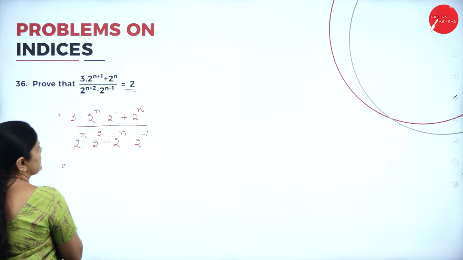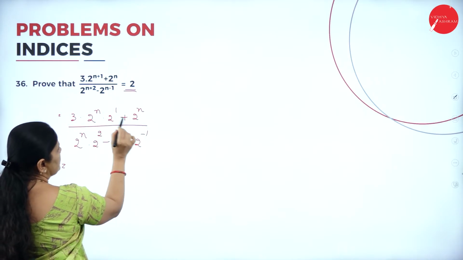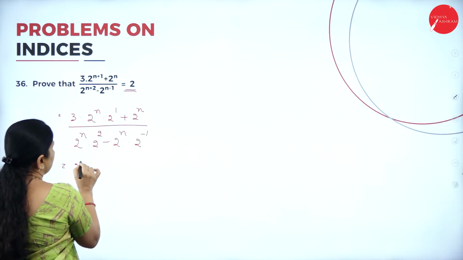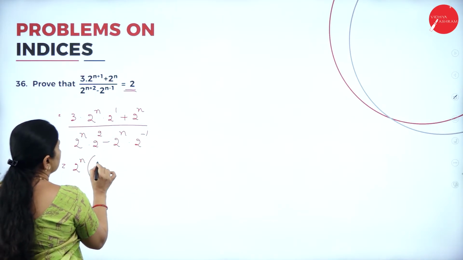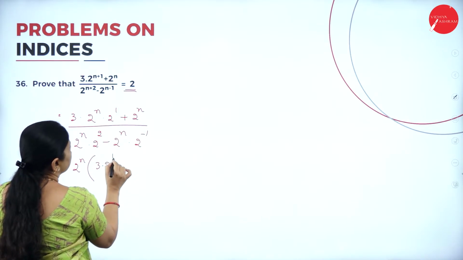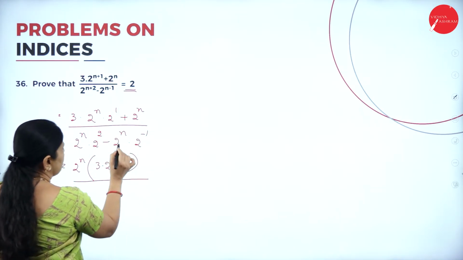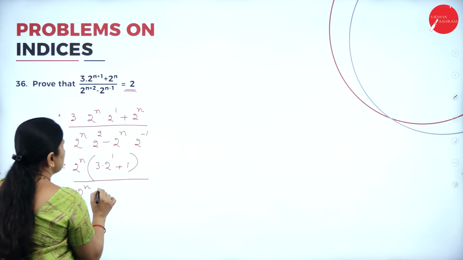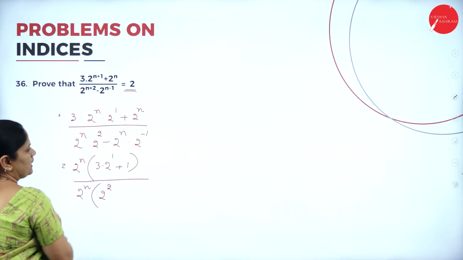Now, in the next step, what I will do is, I am seeing this common. 2 to the power n is common for both these numbers. So I will write 2 to the power n outside the bracket. So within the bracket, I will write 3 into 2 to the power 1 plus 1, whole over. So again 2 to the power n is common in both these expressions. So I will write here bracket, outside the bracket 2 to the power n I am writing.